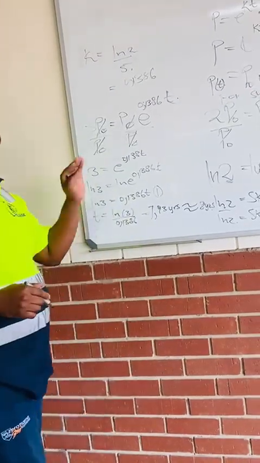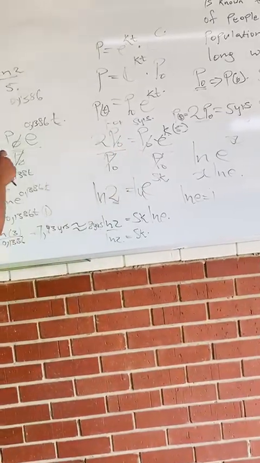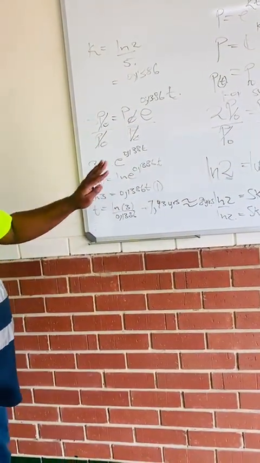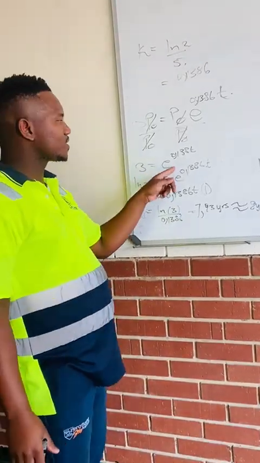And then therefore, this is algebra. This step is the same as this step. You divide both sides by the initial population, then you will get 3. 3 will be equal to e to the power 0.1386t.